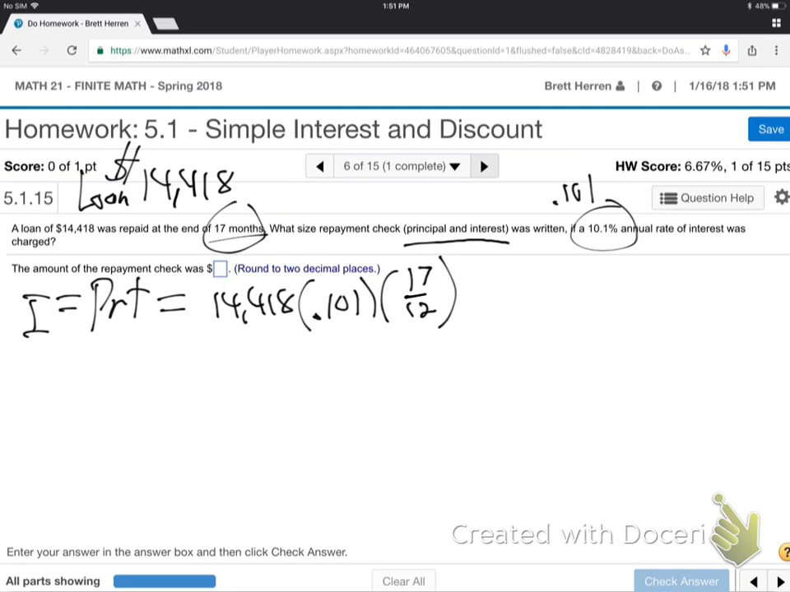You put it over 12, because it's got to be changed into years. So we always put months over 12. Is that okay? Is that making sense? Because it's more than a year, right?